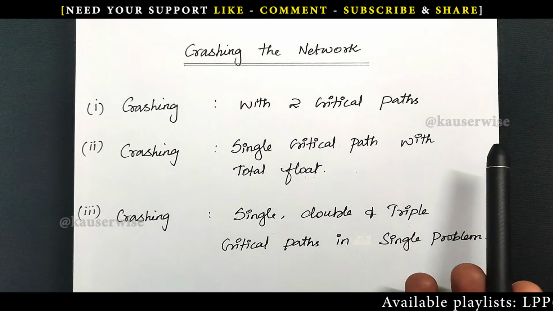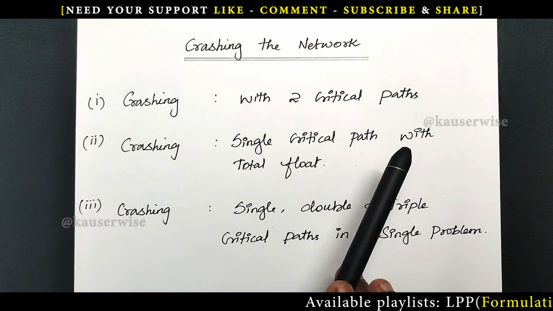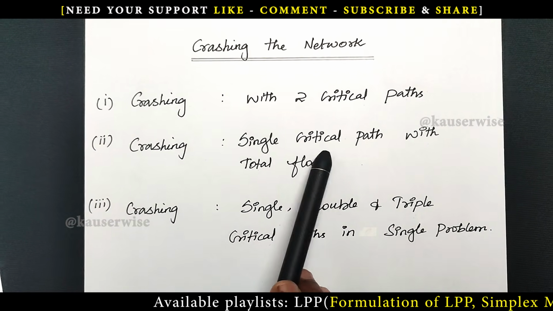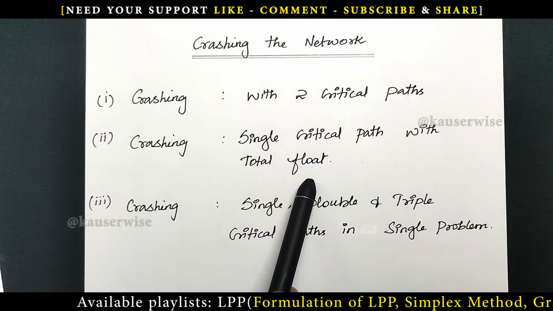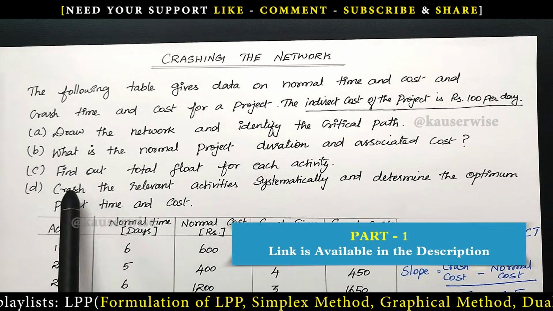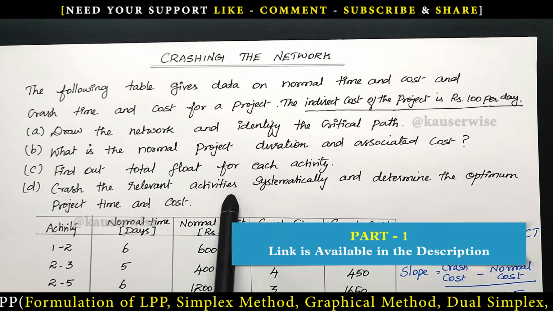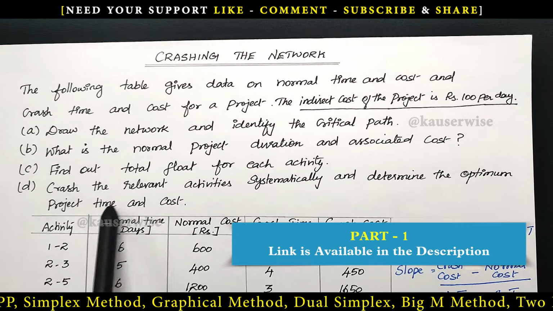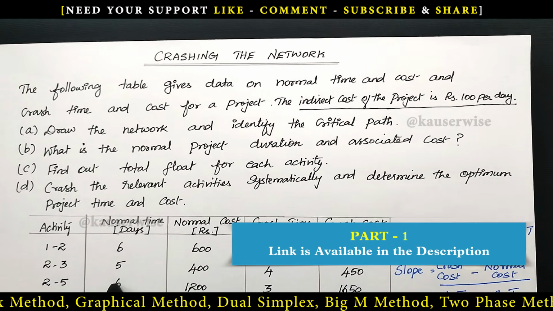In the previous video, we have seen the first part in the second model, that is crashing the network with single critical path along with the total float calculation. Now in this video, we are going to see how to crash the activity systematically and determine the optimum project time and cost. Let us see the solution.